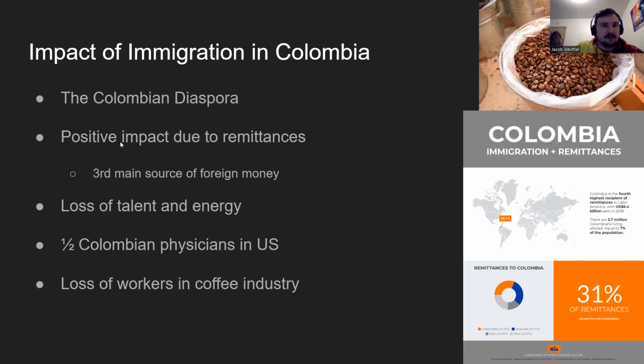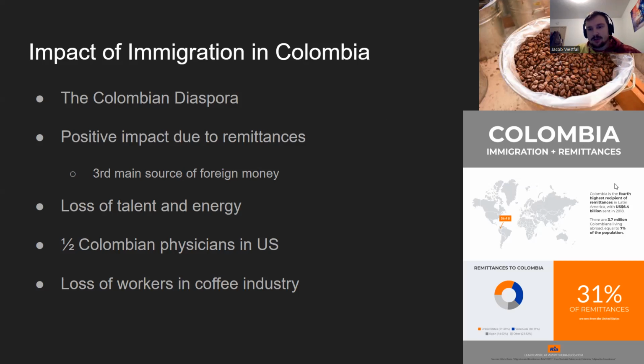There is positive impact from the Colombian diaspora. The positive impact is due to remittances, which is income being sent to families from people who have emigrated to other countries. It is actually the third main source of foreign money in Colombia and has surpassed the coffee industry for money from foreign countries.